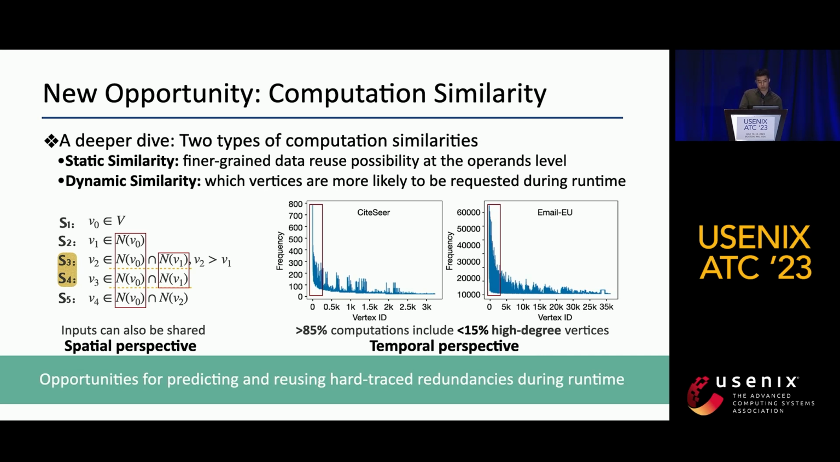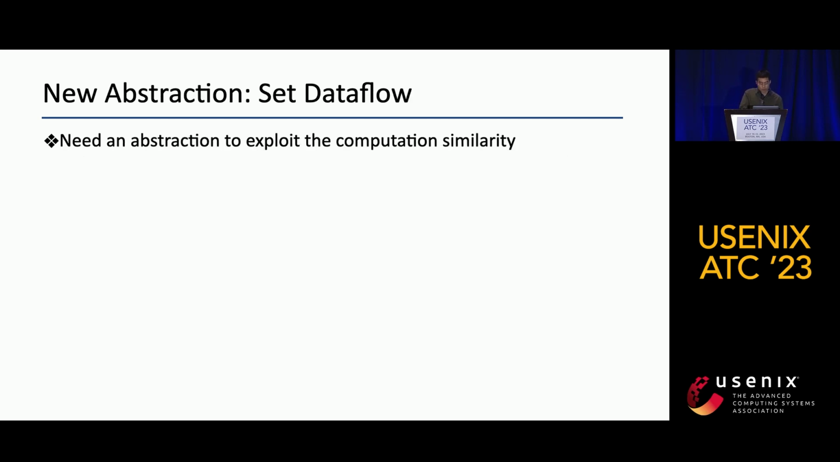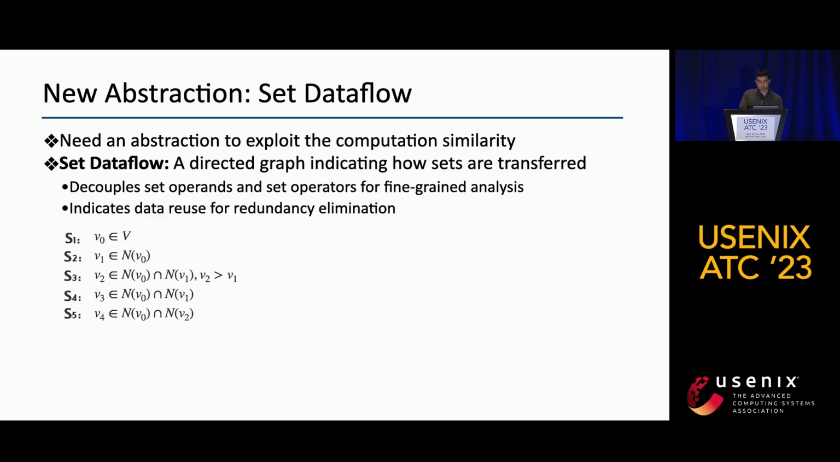These observations allow for prediction and reuse of duplicated inputs and outputs during runtime. We can focus on tracing these high-degree vertices and prioritize them while scheduling. To effectively utilize the fine-grained similarity at the operand level, we need a new abstraction rather than just the set formula to describe the computing procedure.